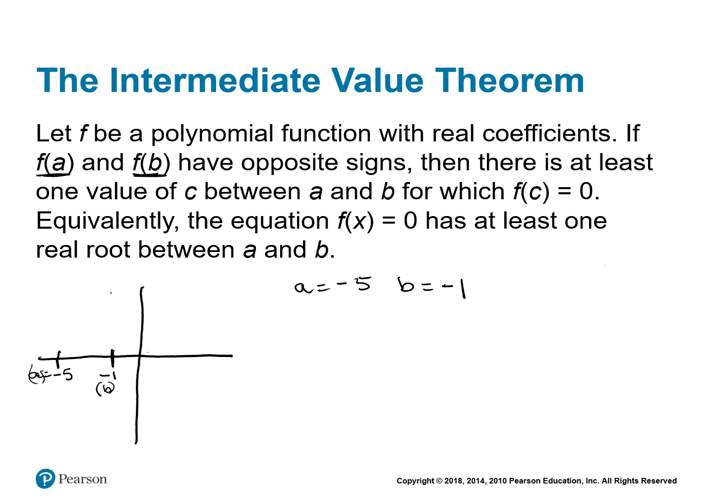Now if we go back and read the second line of it, it says if f of a and f of b have opposite signs. Now here you see we have the same sign for a and b. That doesn't matter. A and B can be the same sign or different sign, that's fine. What they are referring to here is f of a and f of b.